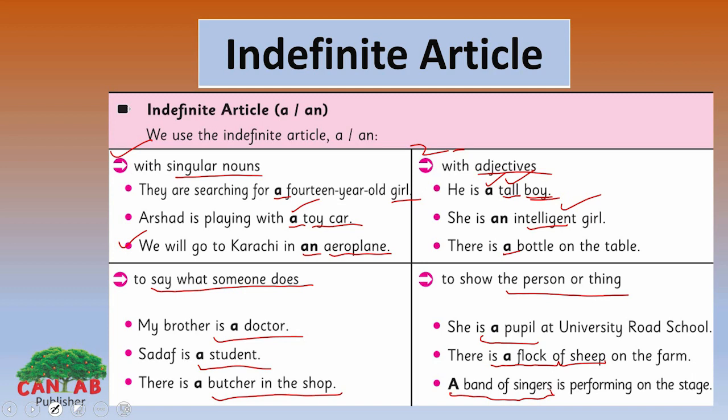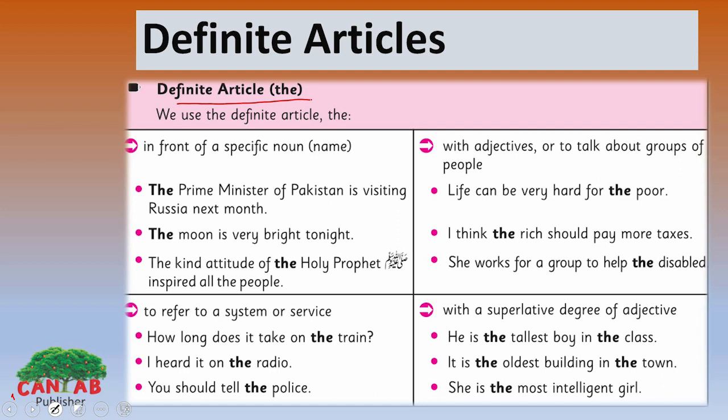Now let's discuss the definite article. We use the definite article the in 4 situations here. Let's discuss the first one. In front of a specific noun name. Look at the first example. The Prime Minister of Pakistan is visiting Russia next month. Here we are talking specifically about the Prime Minister of Pakistan. That's why we have added the definite article the here.